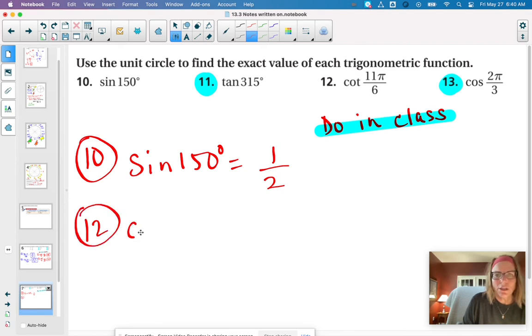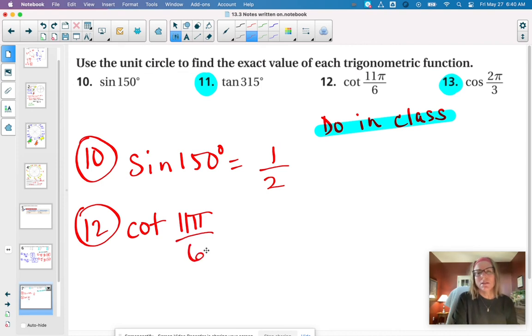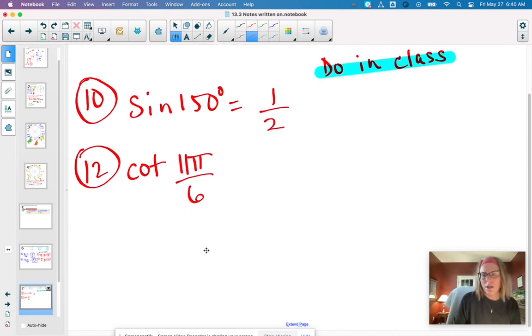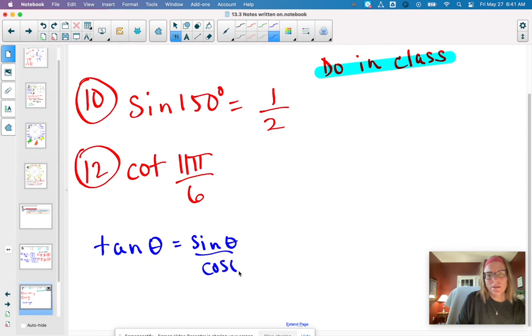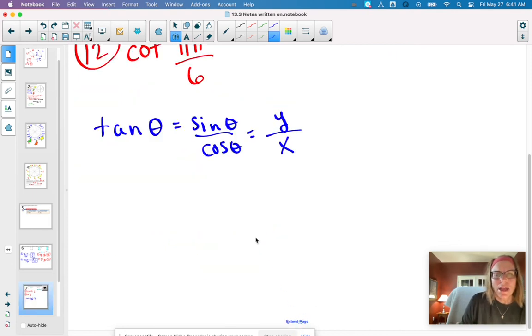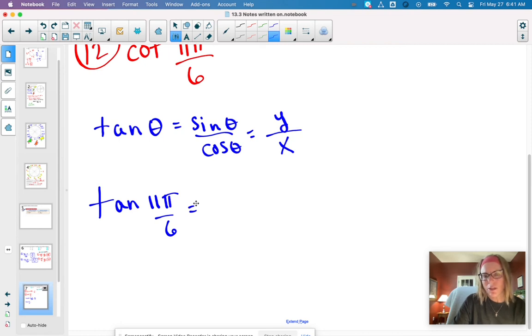12 is a little trickier because I'm going to write what we know here. We know tan of theta, remember, is sine over cosine, which is taking your y divided by your x. So let's find tan of 11 pi over 6. And then once we find tan of 11 pi over 6, all we have to do is take the reciprocal of our answer to get cotan, because cotan is the reciprocal of tan.